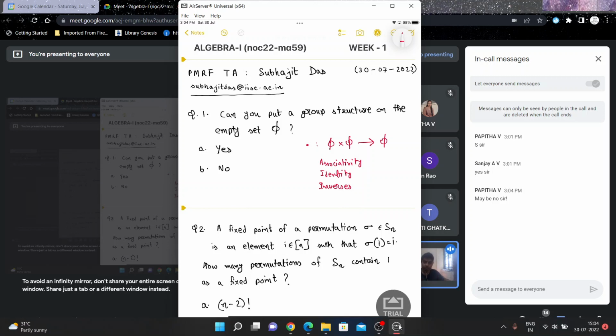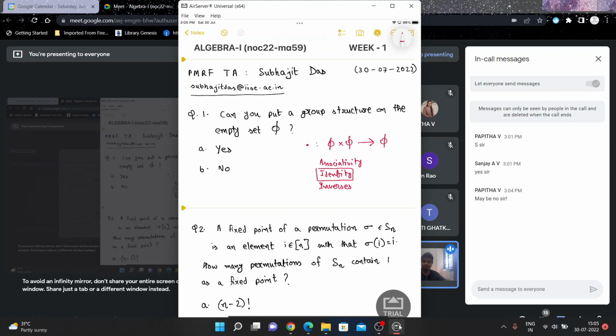Yeah, definitely. I hope you are replying that no, we can't put a group structure, right? And you are absolutely right, simply because of the identity axiom. Recall what it says: for a set to be a group, you must have an associative binary operation, that is, it should be a semigroup, and moreover you must have existence of an identity element, that is, an element E such that for any element A in your set, A times E is A, which is E times A.